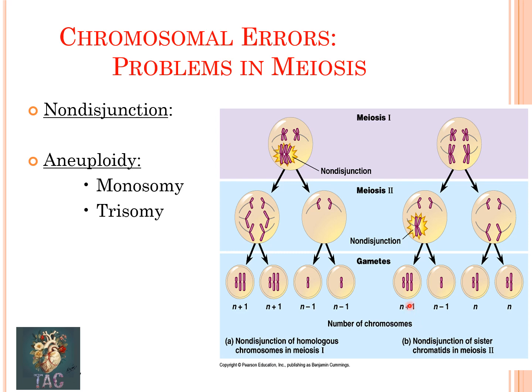This diagram shows you that non-disjunction can occur either in meiosis 1 or in meiosis 2. In meiosis 1 all four gametes will be affected, but in meiosis 2, two gametes will be normal and two gametes will be affected.